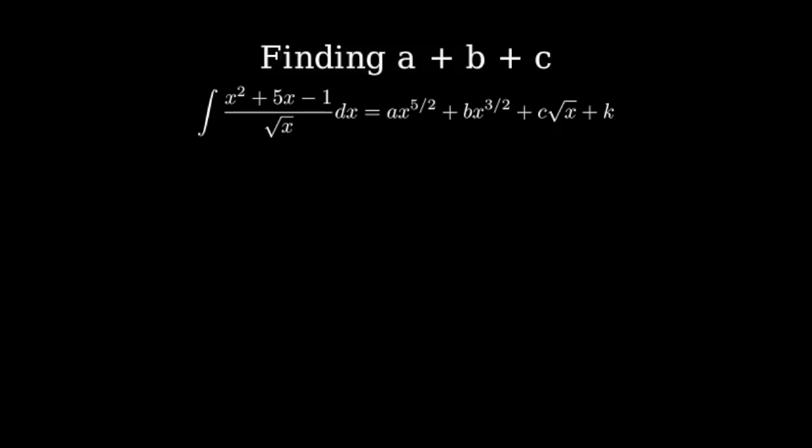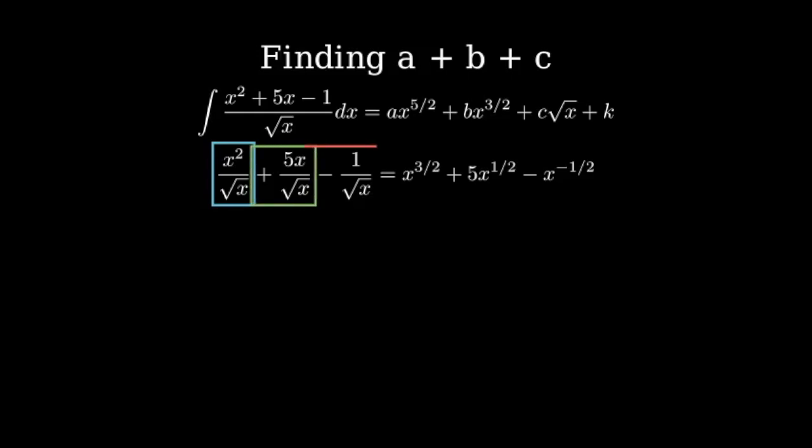First, let's simplify the integrand by rewriting each term divided by square root of x. When we divide x squared by square root of x, we get x to the 3 halves. When we divide 5x by square root of x, we get 5x to the 1 half. And when we divide negative 1 by square root of x, we get negative x to the negative 1 half.